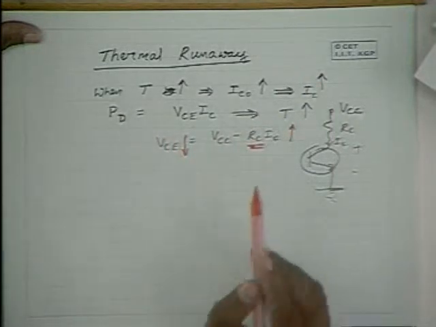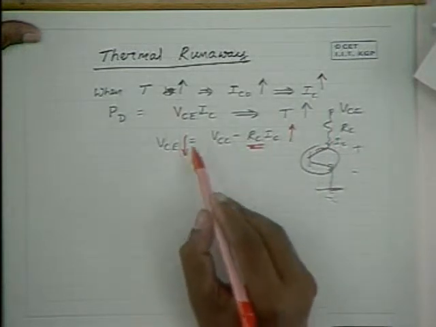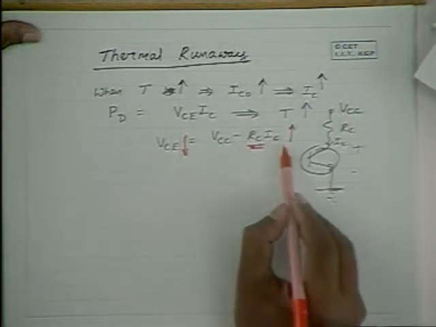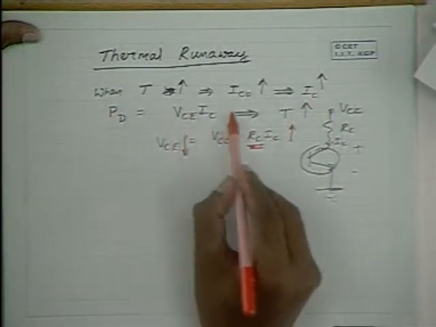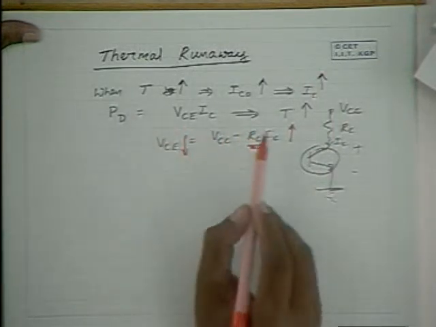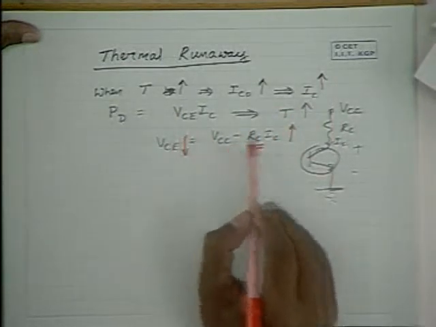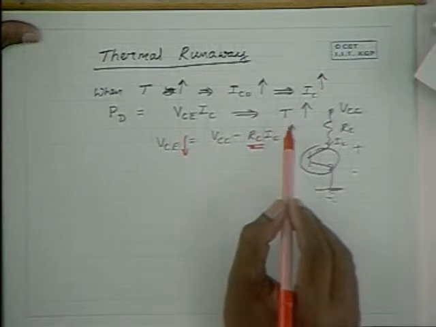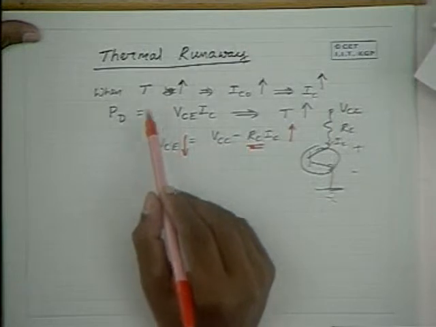increase. But if the contribution due to the fall in VCE is more than the contribution due to the rise in IC in the power dissipation expression, because it's a product of these two, we can see that actually power dissipation goes down if IC rises. And when the power dissipation goes down when IC rises, the temperature rise can be reduced. Now, how do we take care of this problem?